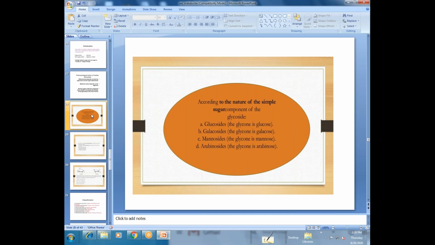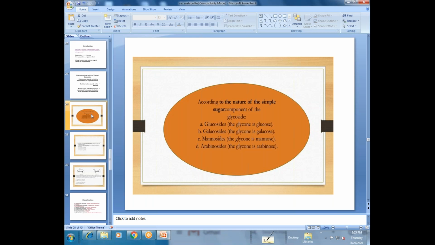Coming to this, based on the sugar present, if glucose is present, they are known as glucosides. If it contains galactose, they are known as galactosides. If it contains mannose, mannosides. If it contains arabinose, arabinosides. If it contains rhamnose, then it is called rhamnosides. If it contains a pentose, then it is called pentosides.